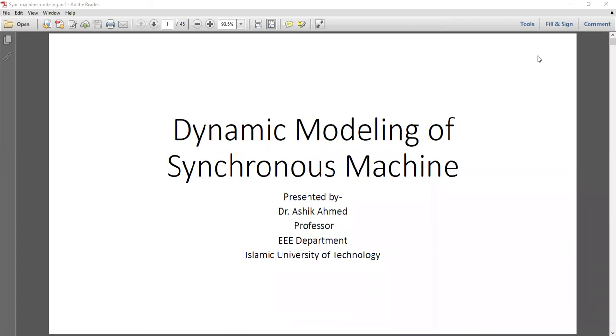So let's start and get into the electrical modeling part of the synchronous machine. We will still call it dynamic modeling because the part that we covered in the last two lectures, that second order system, will still be included in whatever modeling we are going to achieve in this slide finally. So it is still a dynamic modeling of the synchronous machine, but in a more elaborate manner.